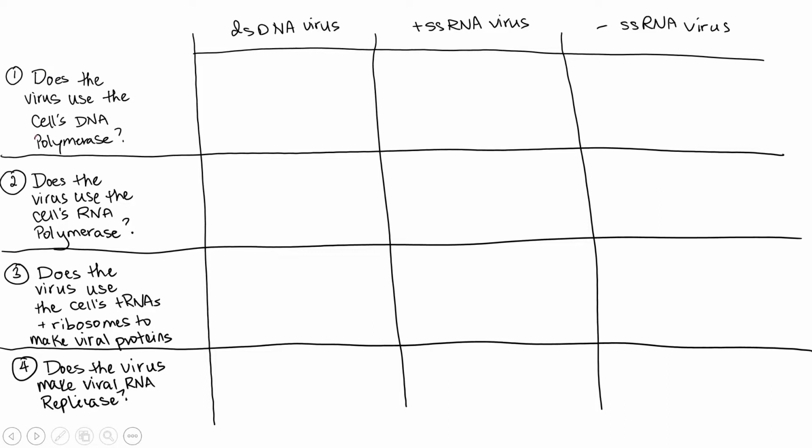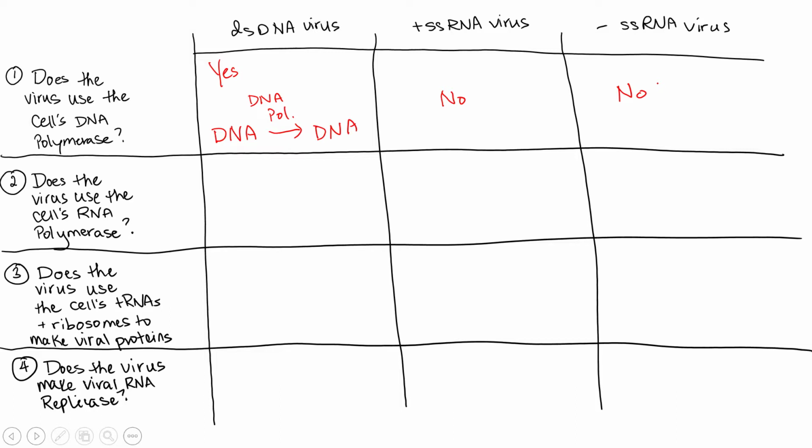So question 1, does the virus use the cell's DNA polymerase? Well, let's look. Double-stranded DNA. So a double-stranded DNA virus has to copy its DNA into DNA, more DNA. So yes, it's going to use the cell's DNA polymerase enzyme to make that possible. Will the RNA viruses use DNA polymerase? No. Okay, so they have no need for the DNA polymerase.